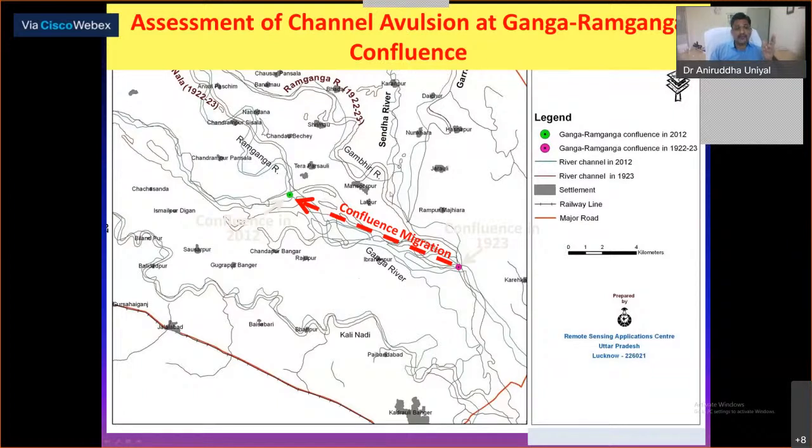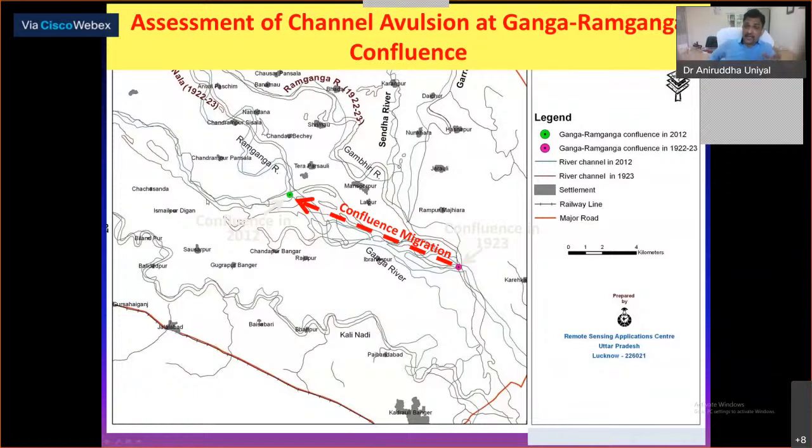This pipeline is a very important pipeline which supplies gas from the Cambay Basin of Gujarat to the Mathura refinery. Generally, gas pipelines are placed below the surface of the earth at a greater depth when they are below a riverbed, and at a shallower depth when there is no river above. Because of the migration of the Ram Ganga River, particularly in this region, it poses a threat of erosion to that gas pipeline as well.